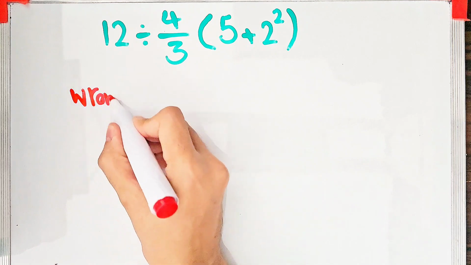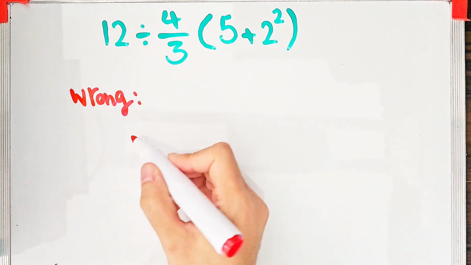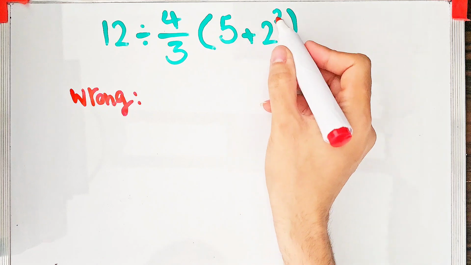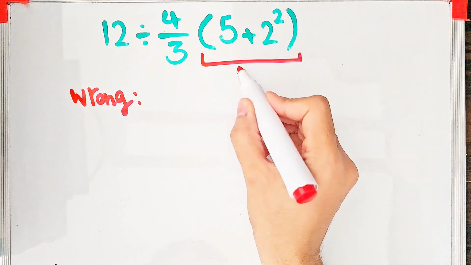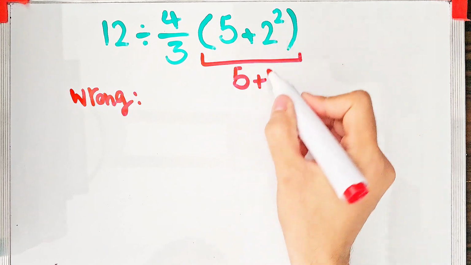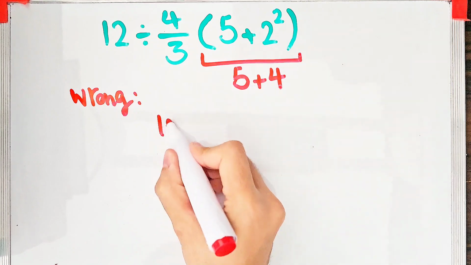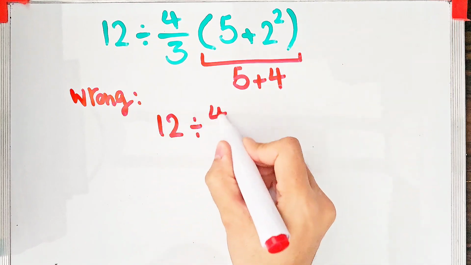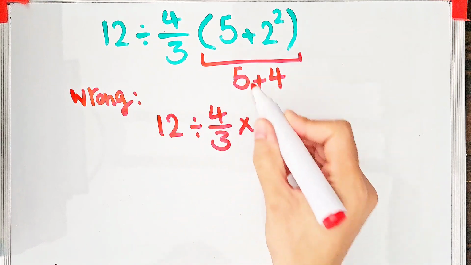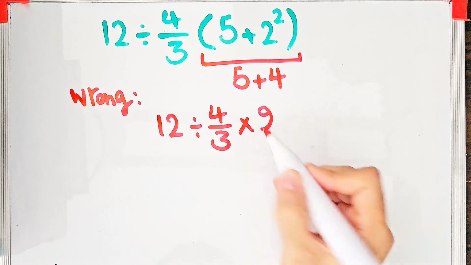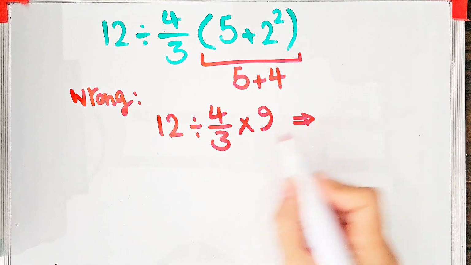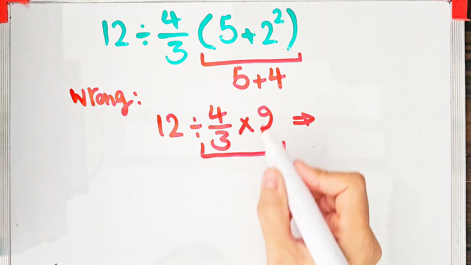Some people get it wrong and solve it like this. First, they simplify the parentheses. We have 5 plus 2 to the power of 2, and the final answer of this part equals 9. 12 divided by 4 over 3, then times 9. In this step, they do the multiplication and they simplify the question like this.